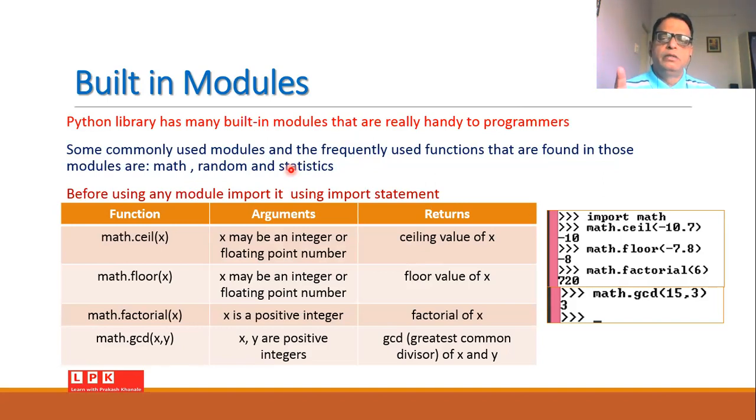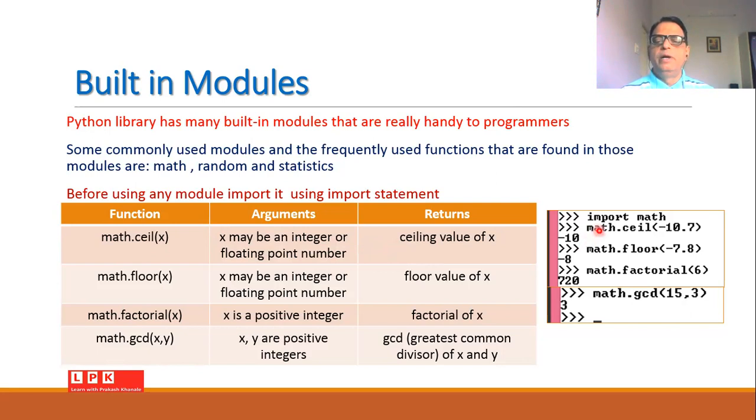Now, one has to remember that whenever you are going to use any function that is available in a module, it is necessary for a programmer to import that module into the program, and then he can make use of those functions. Say, for example, in the math module, we have the function ceil, math.ceil. In the bracket, we write x. This is its syntax. x can be an integer or a floating point number. And in that case, we will get the ceiling value of x.